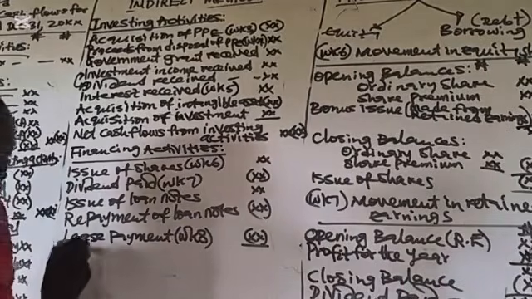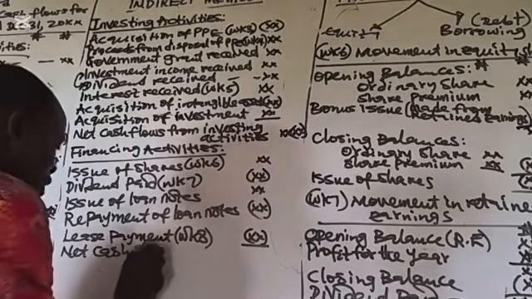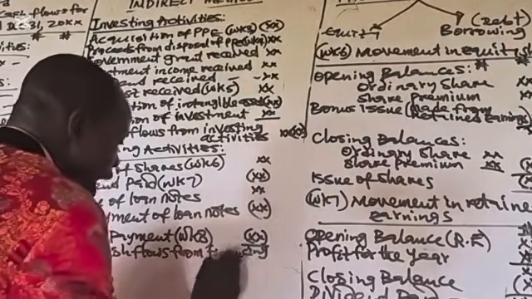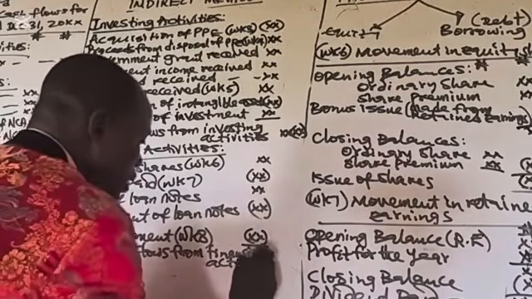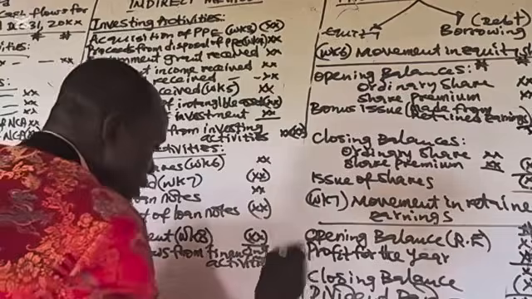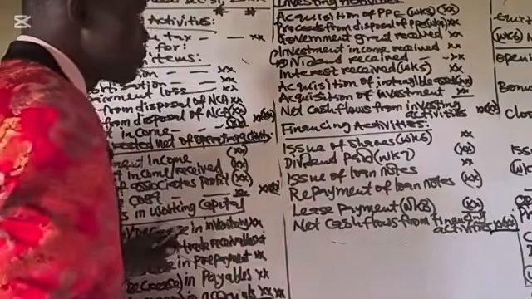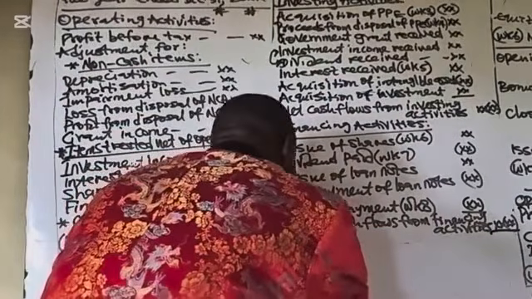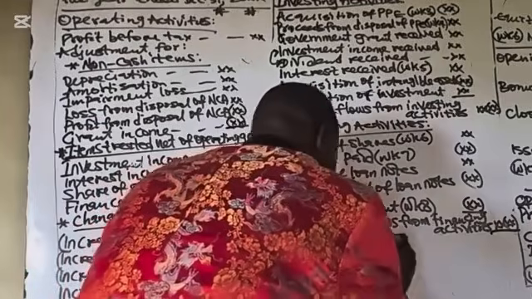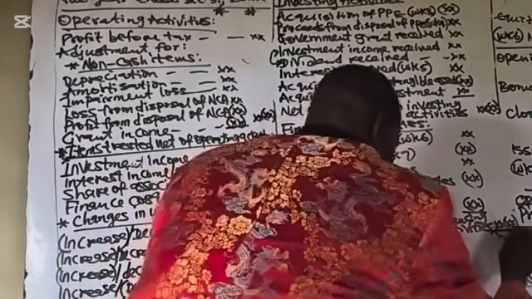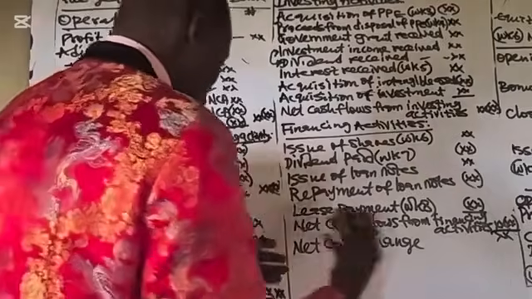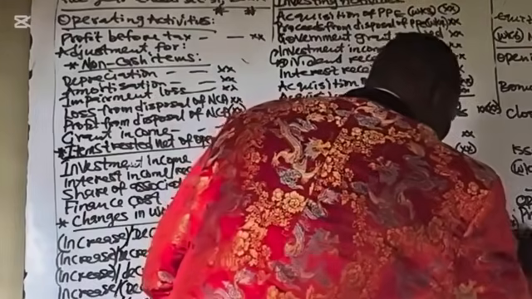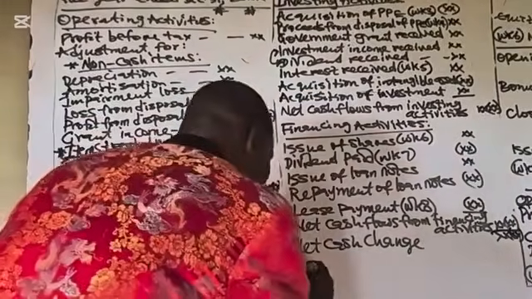Net cash flows from financing activities. This could be plus and it could be minus. What you have under operating activity plus that of the investing activities plus that of the financing activity will give you the net cash change. If you don't want to call this net cash change, you can call it increase in cash or cash equivalent, or if it is negative, you have it as decrease in cash or cash equivalent in the period.